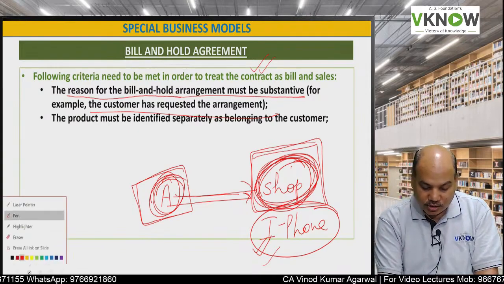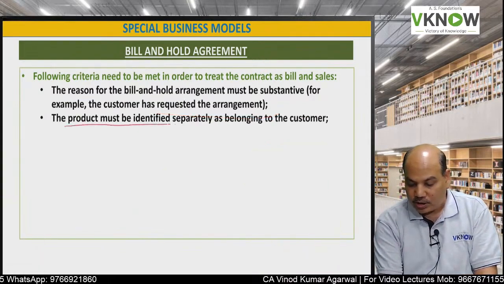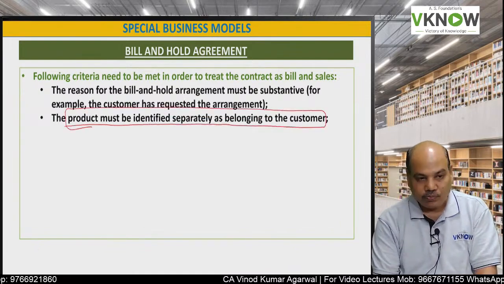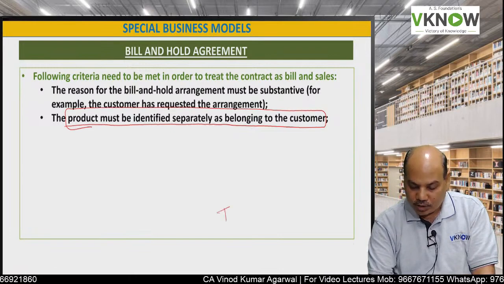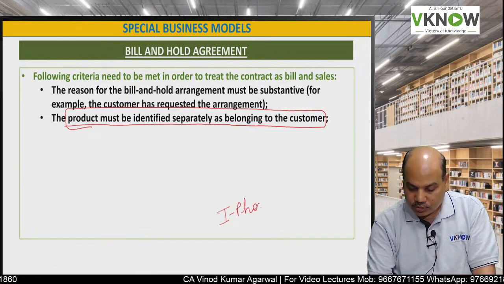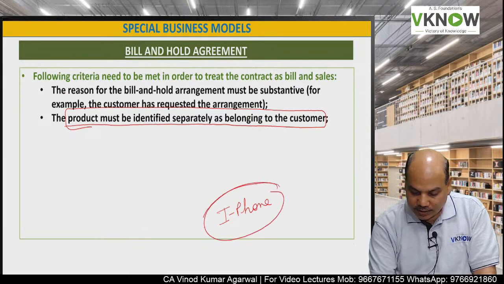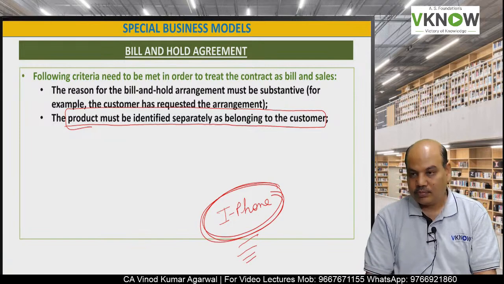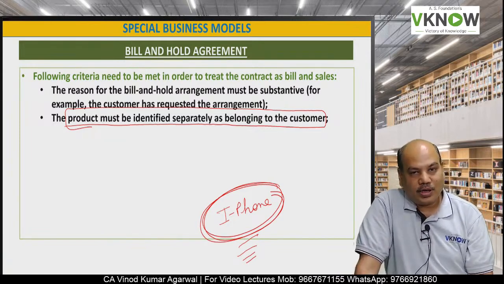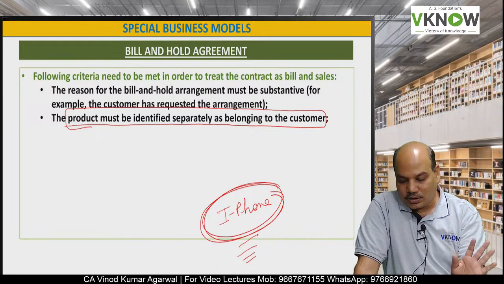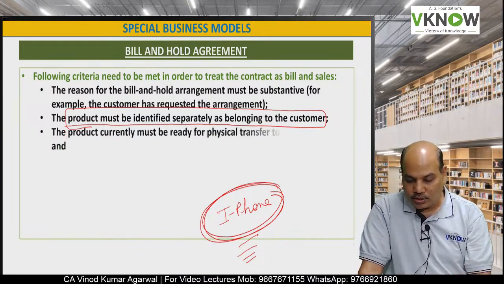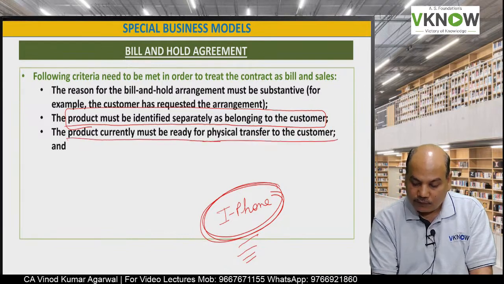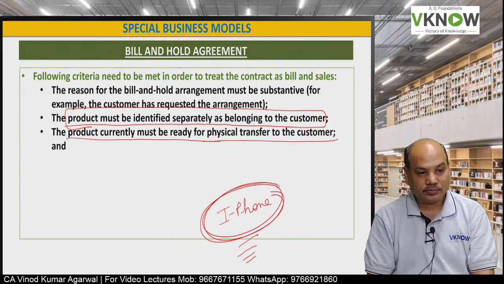The second condition is the product must be identified separately as belonging to the customer. I gave you an example of an iPhone. The shopkeeper must identify that particular iPhone and keep it separately. He should put a stamp on it that this item is sold to this customer, belonging to a customer. And third, the product currently must be ready for physical delivery to the customer.